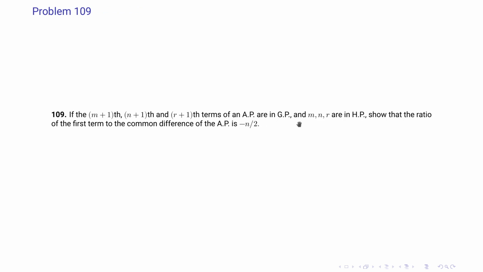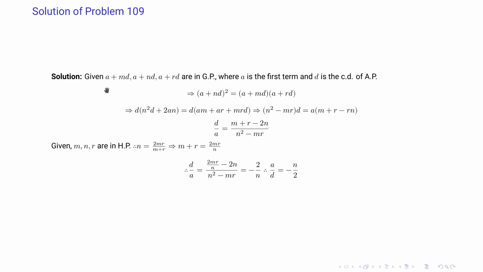Problem number 109 says that if the m plus 1th, n plus 1th and r plus 1th terms of an AP are in GP and m, n, r are in HP, show that the ratio of the first term to the common difference of the AP is minus n by 2. So we are given that a plus md, a plus nd, a plus rd are in GP, where a is the first term and d is the common difference of the AP. So we can write that the square of the middle term is equal to the product of the first and third terms.